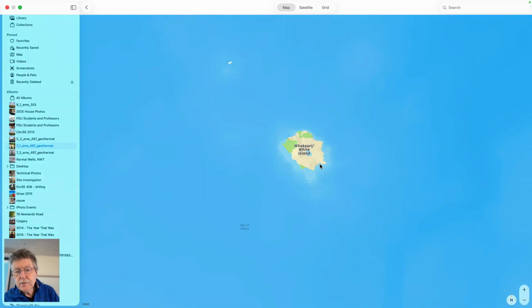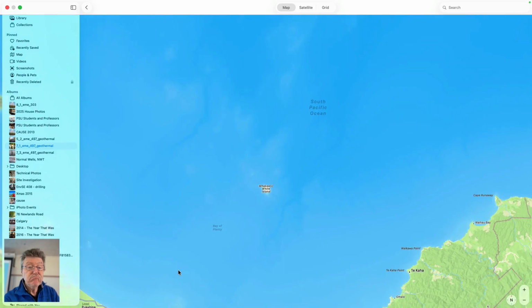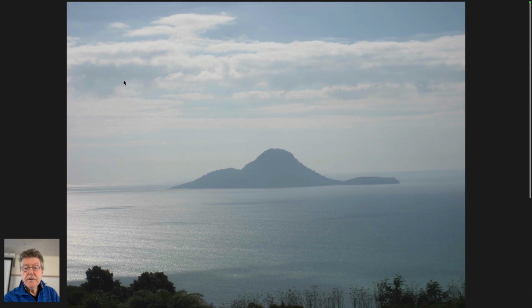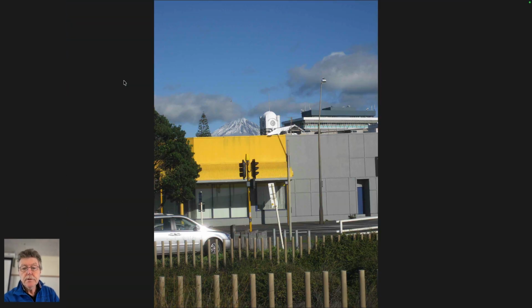So the Maori name is Wairaki Wakari, I guess. And the European name, I guess, is White Island. So this is what erupted 10 years ago? I can't remember. A bunch of people didn't survive, and a bunch of people came back on shore with terrible, terrible burns.